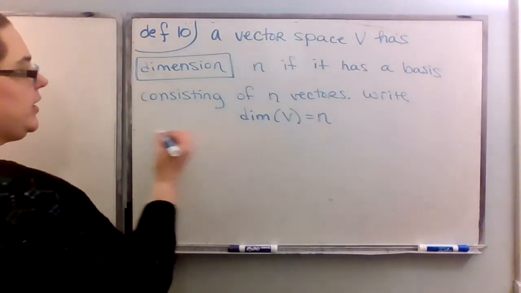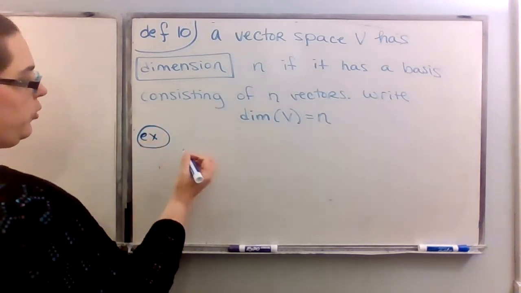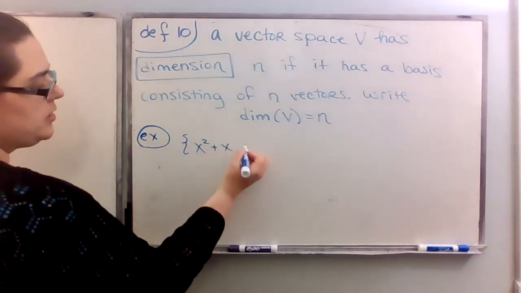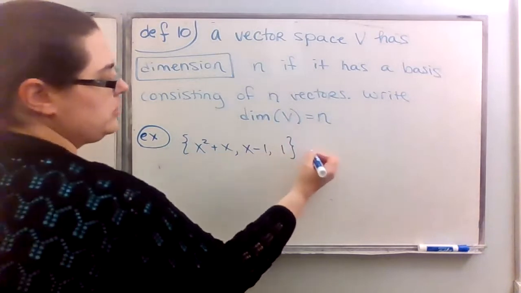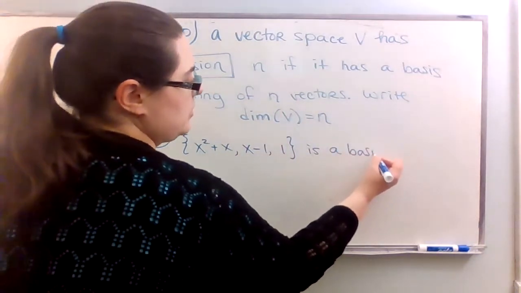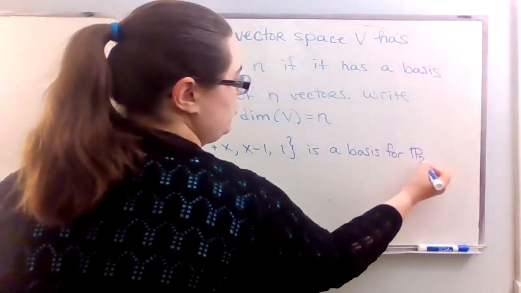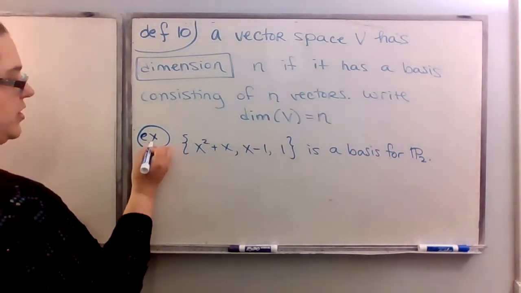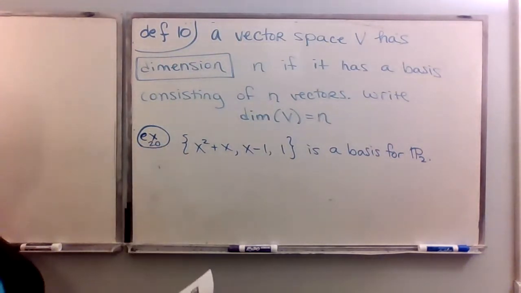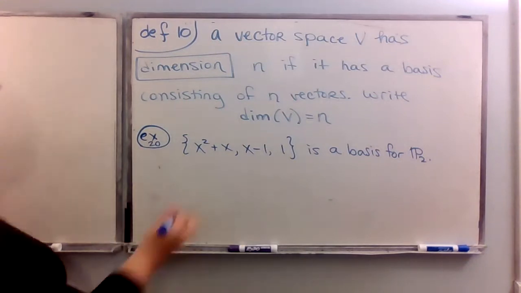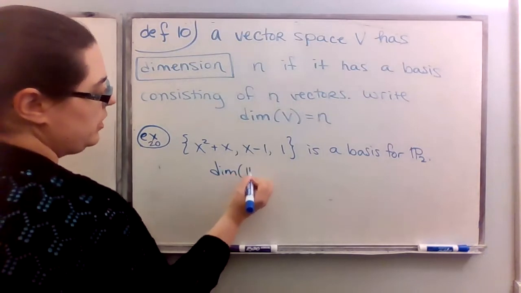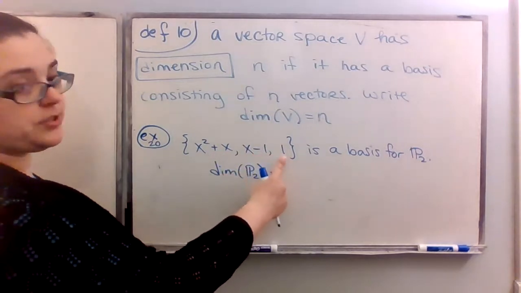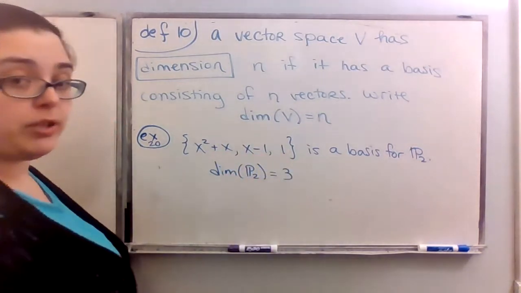So we had an example where we saw that x squared plus x minus 1 and 1 is a basis for P2, right? So we saw that in our last example. So for this example, which is example 20, let's state the dimension of P2. So the dimension of P2 is equal to, well, we had 1, 2, 3 vectors in our basis. So it's a 3-dimensional space.